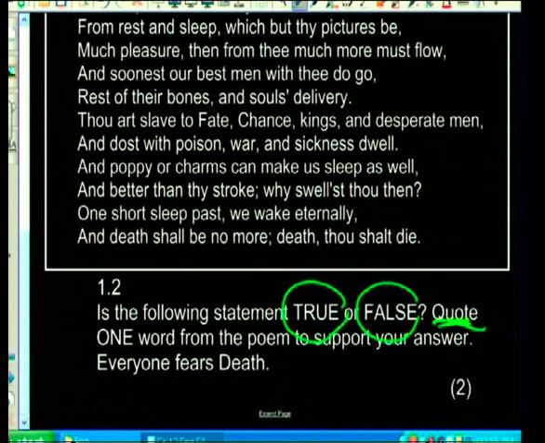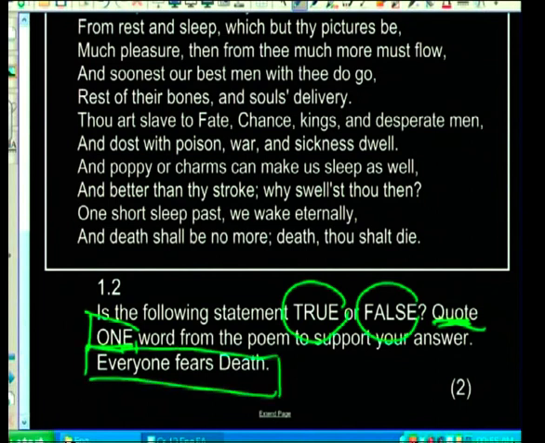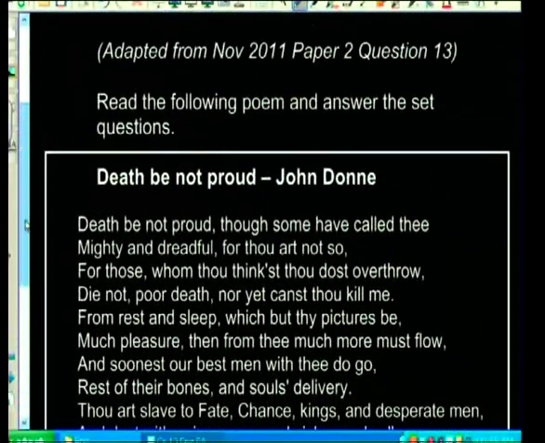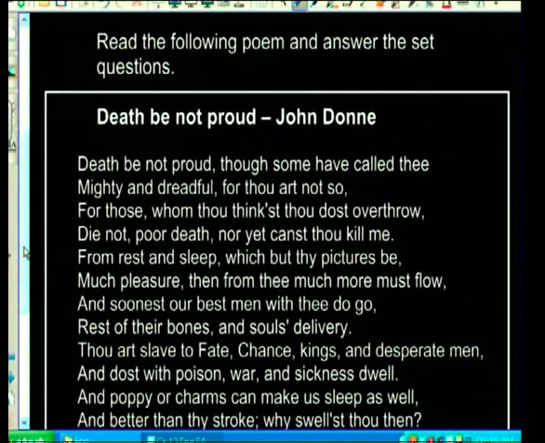Quote one word from the poem to support your answer. And now this is what you need to clarify. Everyone fears death. Is the statement true or false? Now I'll give you a clue. The answer is in the first line. I'm going to give you one second to try and find it.